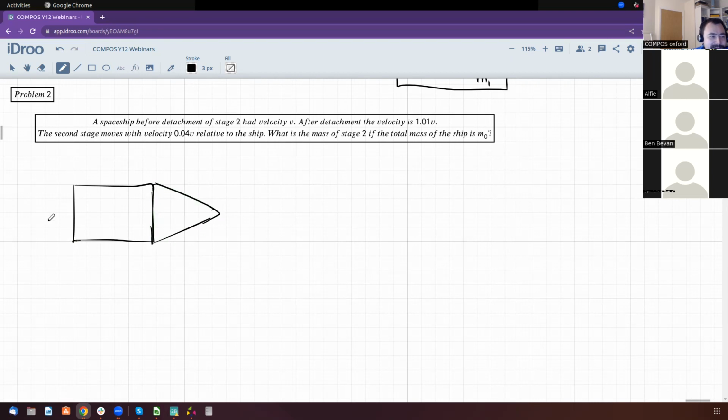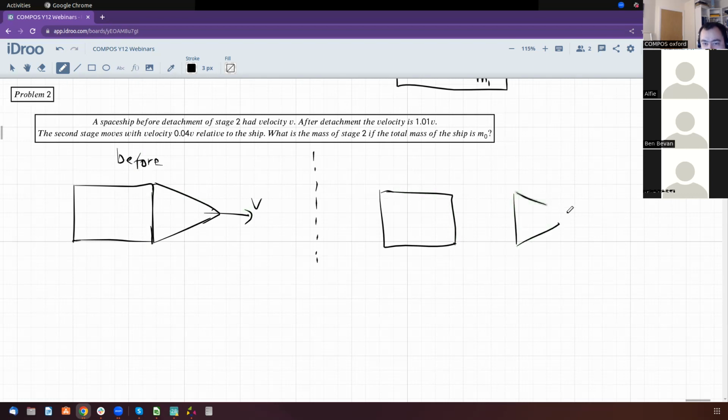it's usually numbered the other way around. So stage 3, stage 1, stage 2, stage 3 of a rocket. Anyways, before detachment of stage 2 had velocity v. So before, the whole rocket is traveling with velocity v. After the detachment, we have stage 2 detached and the stage 3, and this is traveling at 1.01 v.